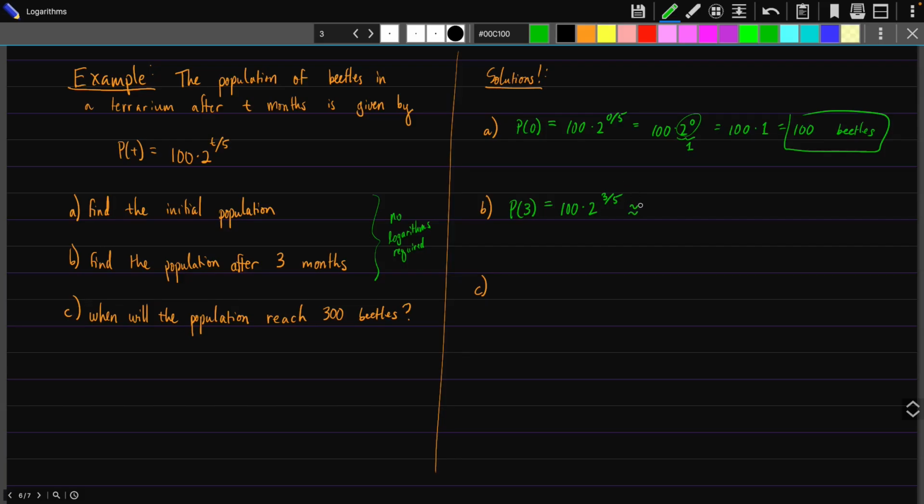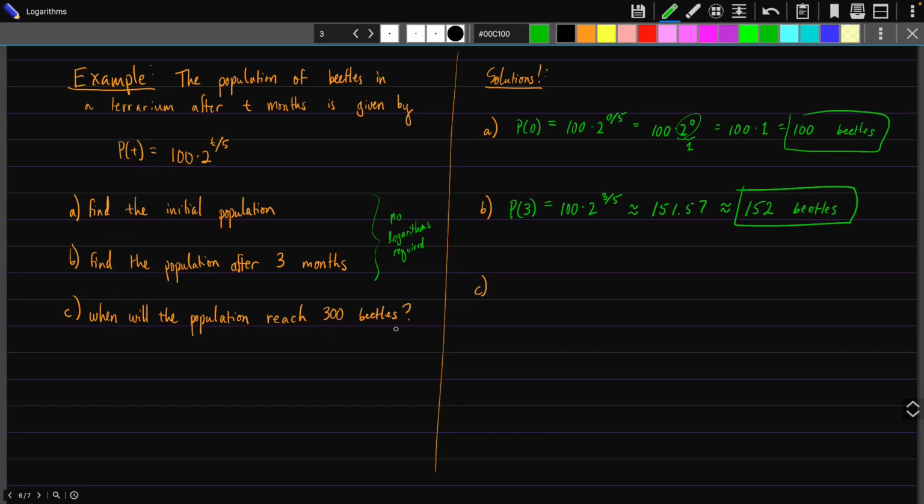And it turns out to be approximately equal to 151.57. But we're talking about beetles here, so it's probably better to round to the nearest whole beetle, since it's unlikely that we're only going to have 0.57 of a beetle walking around in there. So I'll say that the answer is 152 beetles.